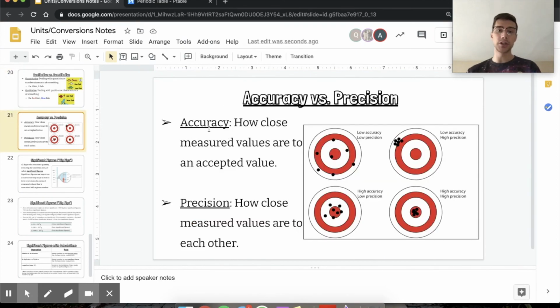Accuracy versus precision. This concept can be hard to remember, but this is a great diagram to help us keep in mind what the difference between those two things are.